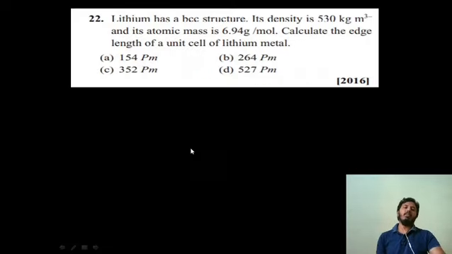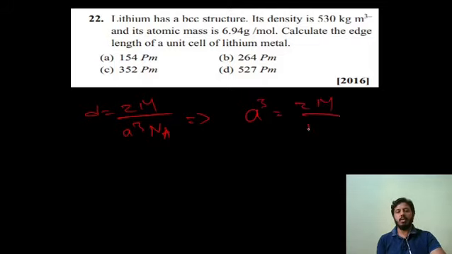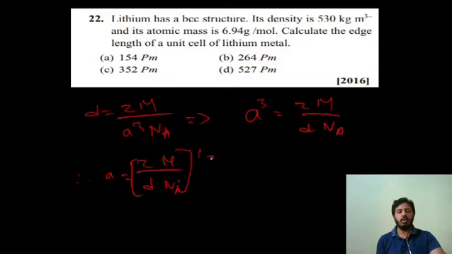22. Lithium has a BCC structure and its density is 530 kg per meter cube and its atomic mass is 6.94 gram per mole. Calculate the edge length of a unit cell of lithium metal. So we have to calculate the edge length by taking the density formula. D is equal to Zm divided by a cube Na. So here we have to calculate a. So a cube is Zm divided by DNa, therefore a is equal to Zm divided by DNa whole to the power 1 by 3.